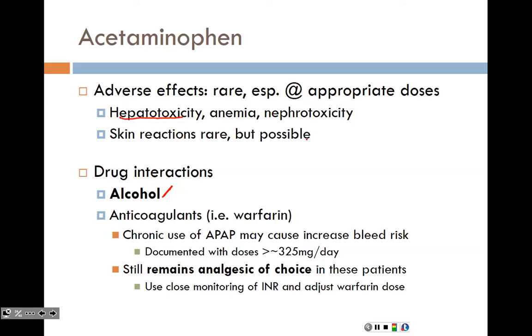And then for patients who are on anticoagulants, even though we don't know exactly how this product works, it is the drug of choice for them. So if somebody comes in and they're on warfarin, on something that's thinning their blood, more than likely acetaminophen is probably what they're looking for.